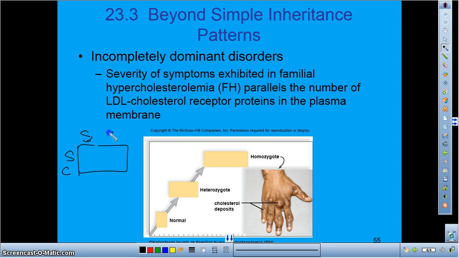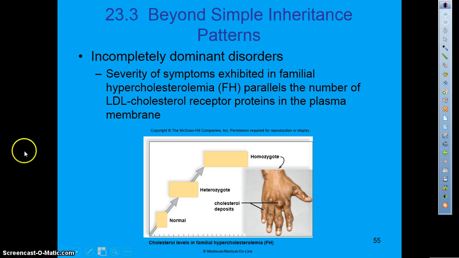So if we were to replace H1 and H2, we would use S for straight, C for curly. So we know that this one would be straight. We know that SC would be wavy because it's a little bit of both. There's two wavies, and then one that would be curly. But the notation for incomplete dominance and codominance is a little different than complete dominance. We'll talk about that more in class.